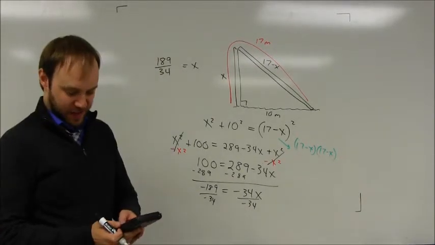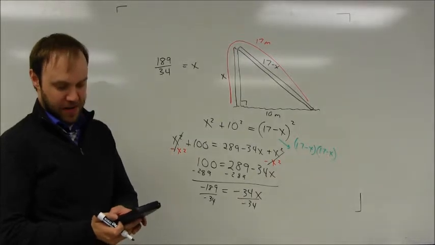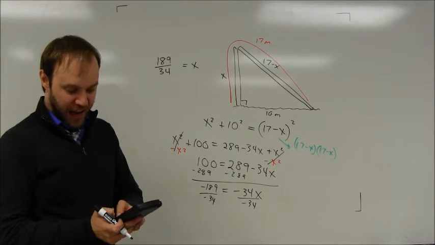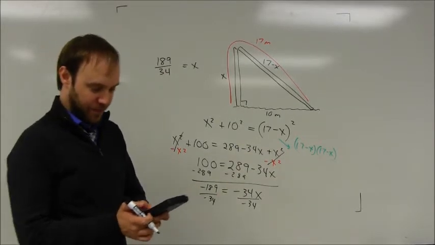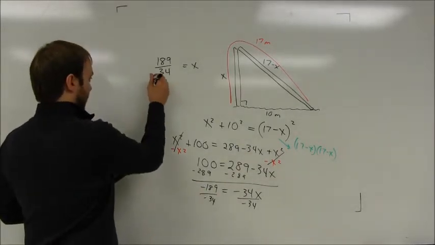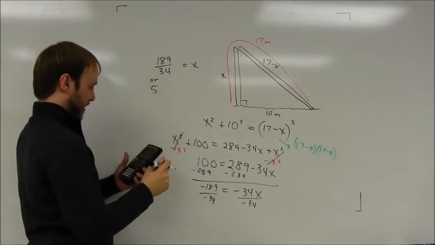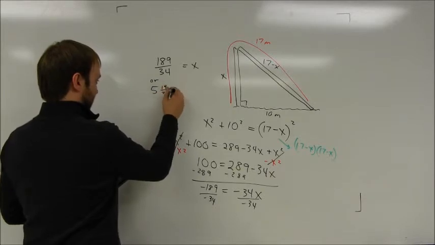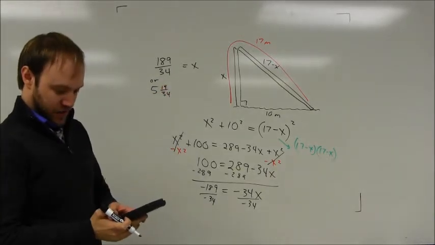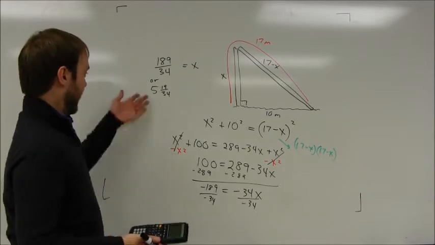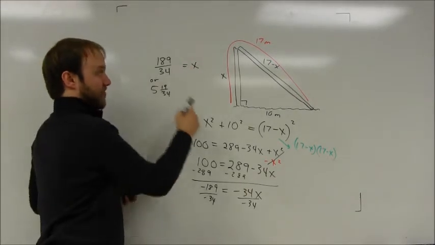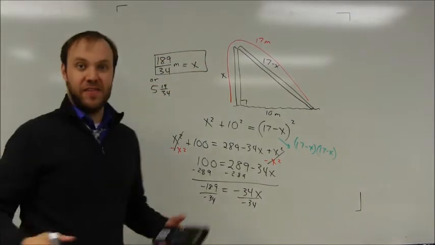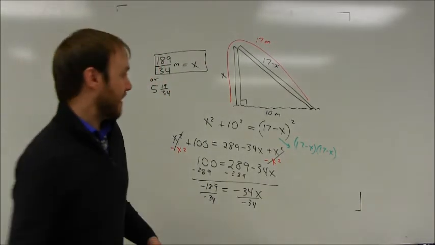If you wanted to write this as a mixed number, which really doesn't need to happen, but if you did, 189 breaks up into 5 34s, and leaves me with 19/34 at the end. So again, either answer is okay. This is in meters, so you do want to make sure that you put units there. And I'll just leave it as 189/34 meters. I actually think that's the best answer.